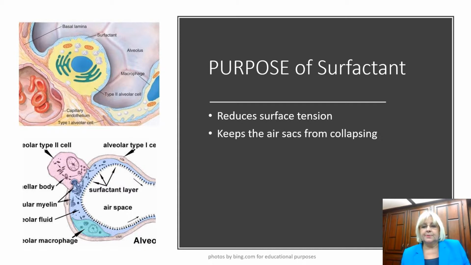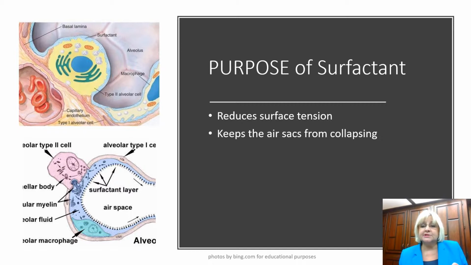Okay, the purpose of surfactant: to reduce surface tension and keep the air sacs from collapsing. So the surfactant is in the alveolar surface in the lungs, and the surfactant prevents the collapse at low lung volume. It preserves the lungs during normal inhalation and expiration. So that's the breathing in and the breathing out. And this is referred to as a biophysical function that helps protect the lungs from injuries and infections. So some of these infections are caused by inhaling particles and microorganisms.